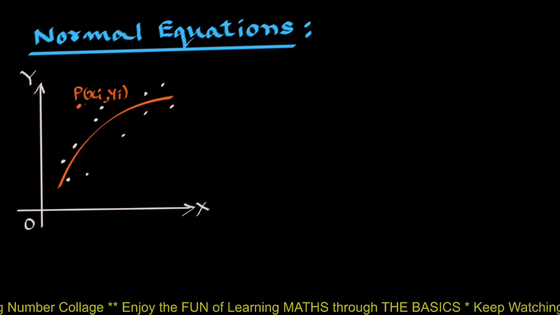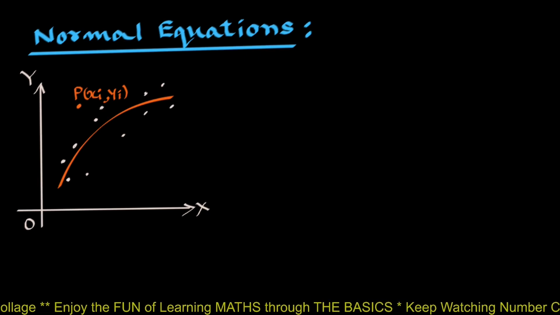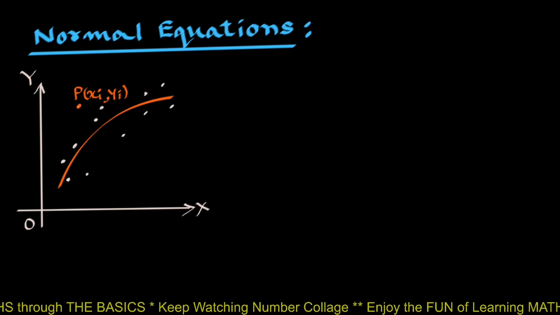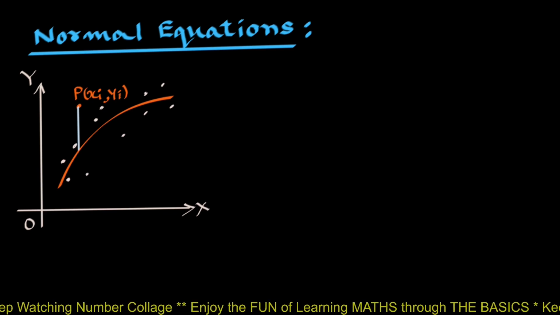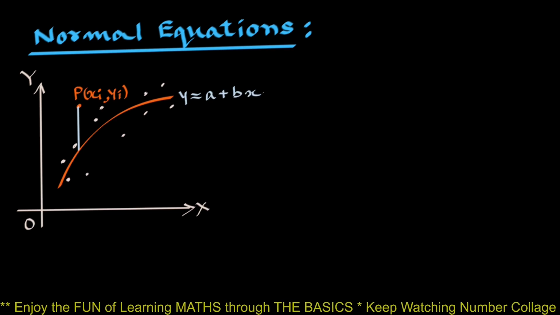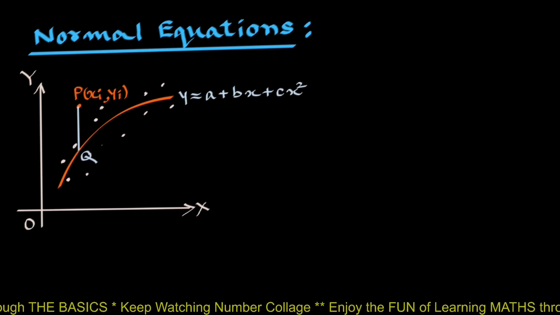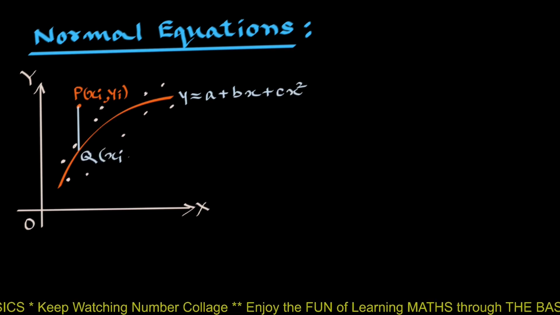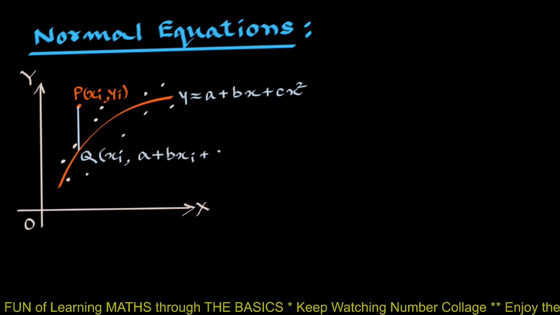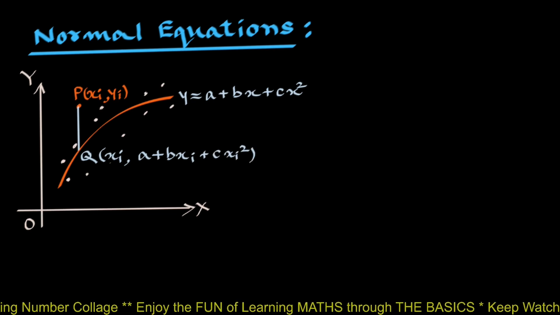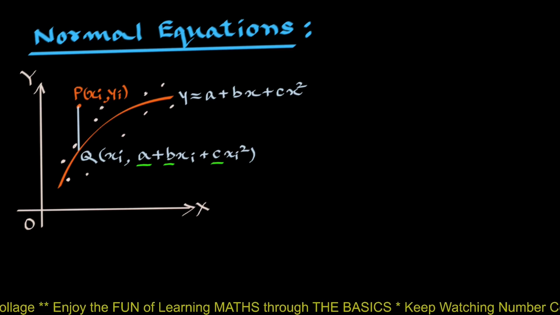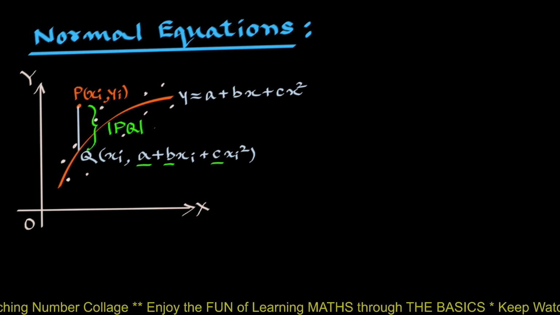Suppose P(xi, yi) is a given point and a line through P parallel to the y-axis intersects the curve y equals a plus bx plus cx square in point Q, whose coordinates then will be xi comma a plus bxi plus cxi square. We have to find constants a, b and c such that distance mod PQ is minimum.